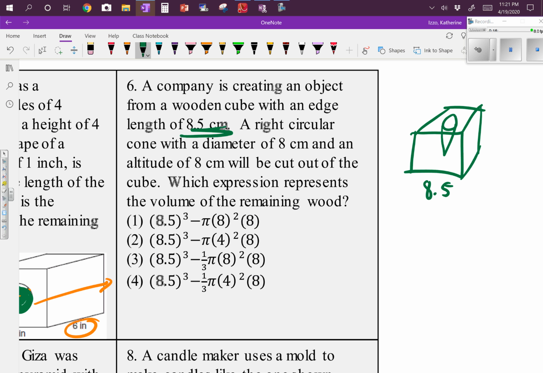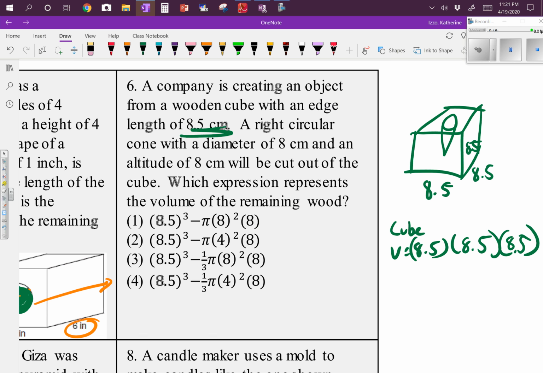Okay, so the first thing we have to do is take the cube. So the cube volume is 8.5 times 8.5 times 8.5. So we start with 8.5 cubed, which, hey, it is right here. All of them say 8.5 cubed is where you should start. Good. And then we subtract, and all of them say subtract. Good.